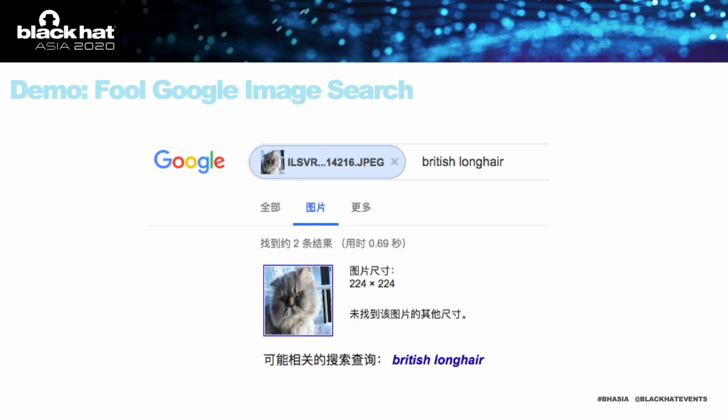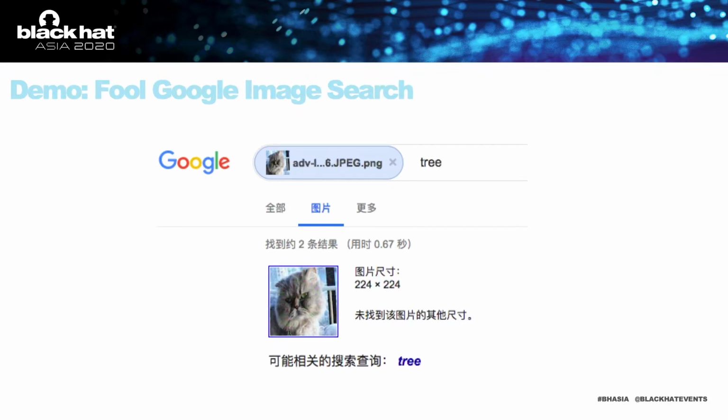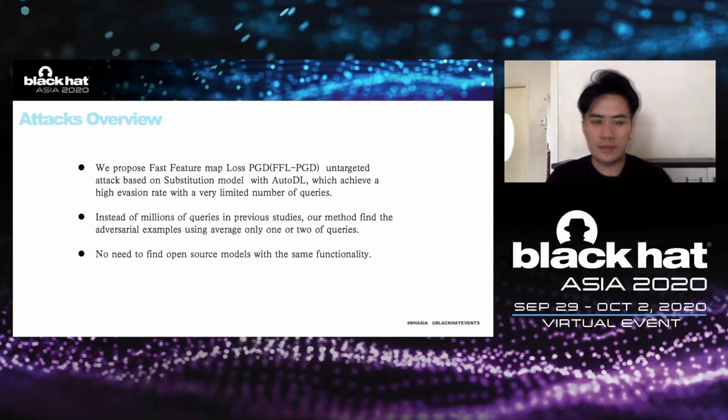Here is an example of using our method against the cloud classification services. This is a British long-haired cat. Google image classification gives the right answer. This is an adversary example generated by our method. Although it is impossible to get the model information from Google, the attack is still successful. Even though there are some perturbation and distortion, the difference between the adversary example and the original image is not very large. How did we do that?